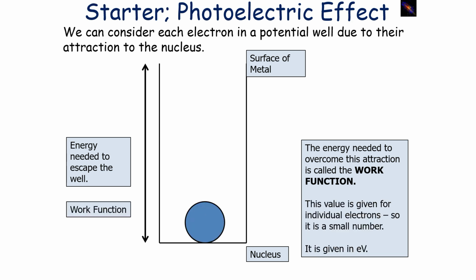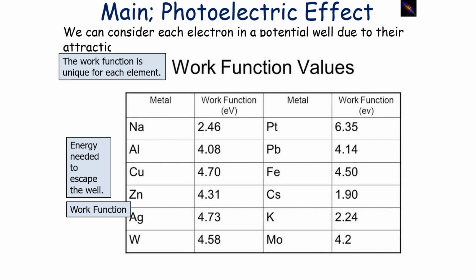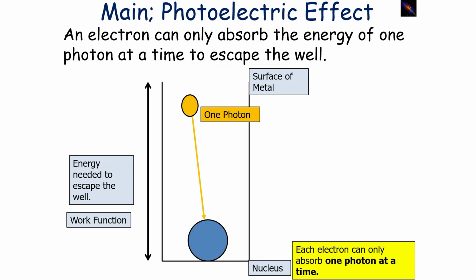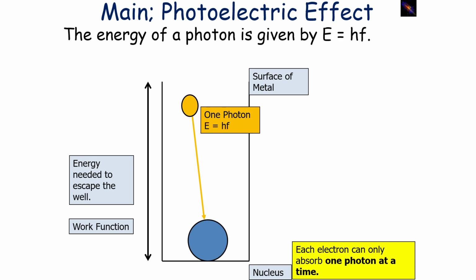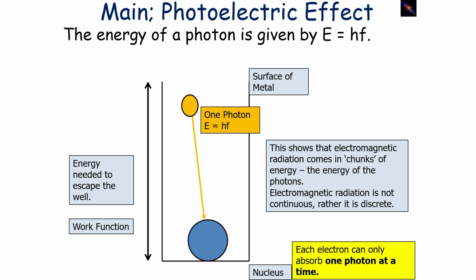It's important to note that we tend to give this value in electron volts because the value in joules is so small, and like we mentioned before, the work function for each element is in fact unique. Like we said, an electron can absorb the energy of one photon at a time to escape its potential well. That's a key principle of quantum physics. This shows us that electromagnetic radiation comes in chunks of energy, the energy of a photon. So electromagnetic radiation is not continuous, rather it is discrete.